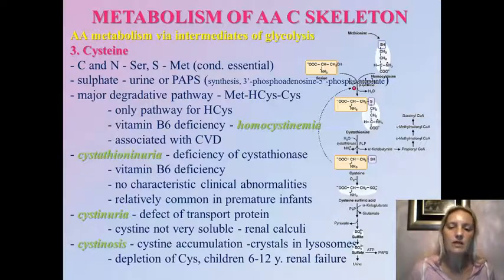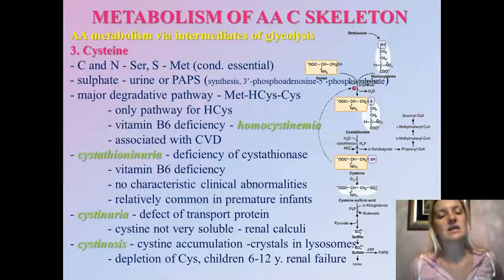So regarding the fact that all these enzymes and steps require pyridoxal phosphate as a coenzyme, vitamin B6 deficiency yields the formation of homocysteinemia, which is associated with cardiovascular diseases. But we have several other cysteine defects.